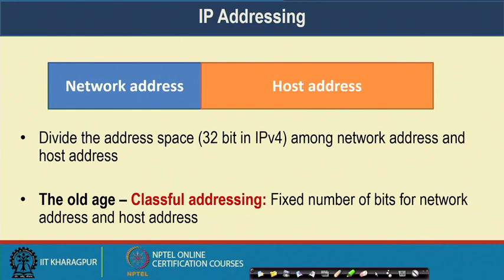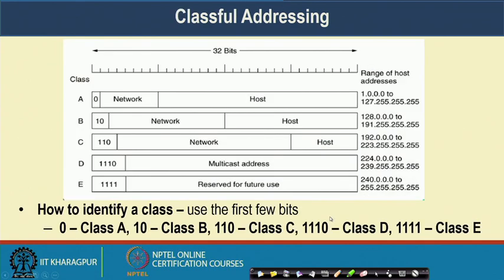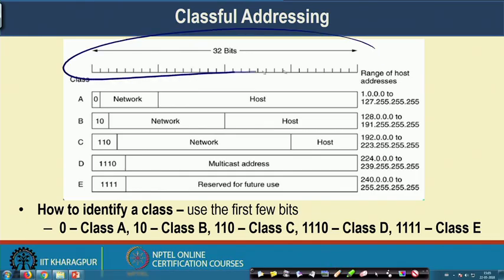In classful addressing, the broad concept is that I have the 32 bit address. This entire 32 bit address space I will divide into the network address and the host address. We have 5 different classes: class A, class B, class C, class D and class E. The first question is, whenever you divide the entire address space into 5 different classes, how will you uniquely identify these individual classes?